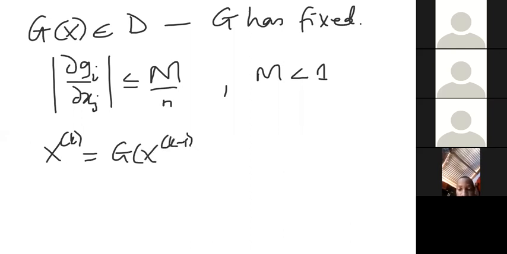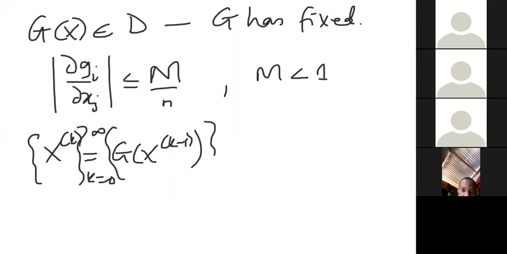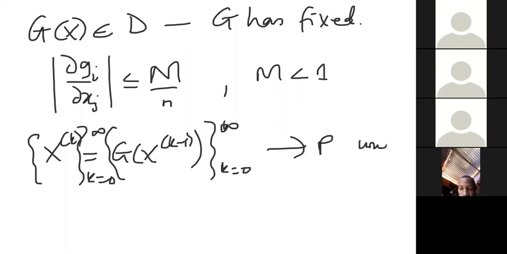g(x_{k-1}). So we are going to have this sequence from k equal to 0 to infinity, which will be defined by this, and which will converge to a unique fixed point. So we'll let this unique fixed point be equal to p, and it is unique.